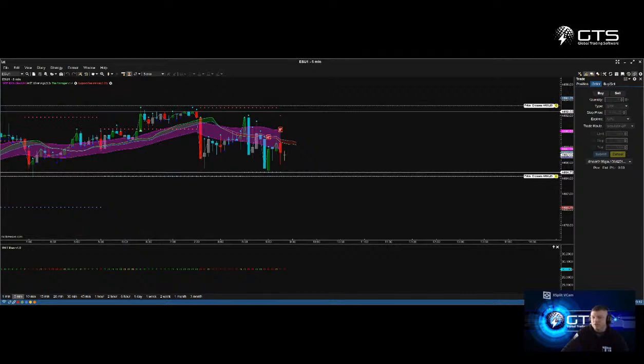Yep, 44.84. 44.84. Yep, there's the breakout low right there. 8.50. Boom, boom. Ooh.